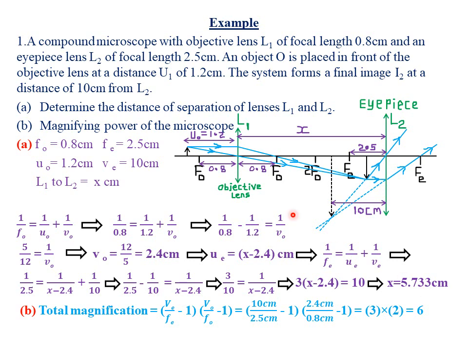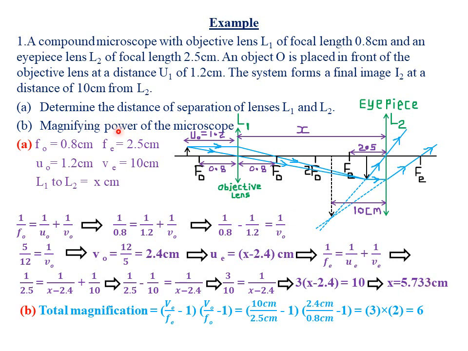So remember, the question wanted us to find the distance of separation between L1 and L2, and we related x to be equal to the distance of separation between L1 and L2. Therefore, the distance of separation between L1 and L2, which is equal to x, will be equal to 5.733 centimeters.